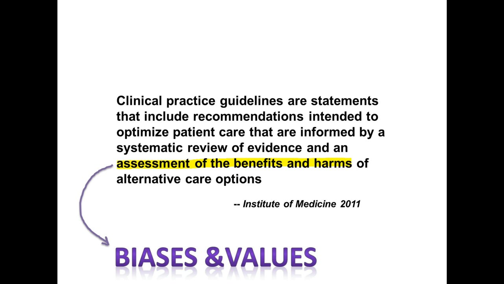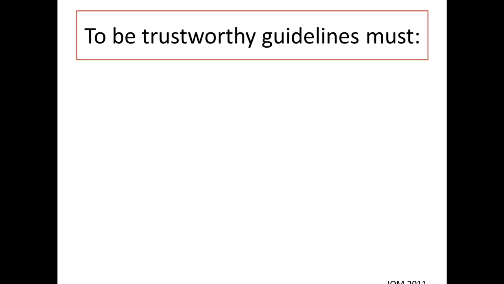To go from data to a recommendation goes through the filter of the guideline developers and affects the recommendation that they make. It's the only way to explain multiple guidelines on the same topic that look at the same literature and come up with different recommendations. So keep that in mind, that many guidelines are filtered through the values prism of the guideline developers.